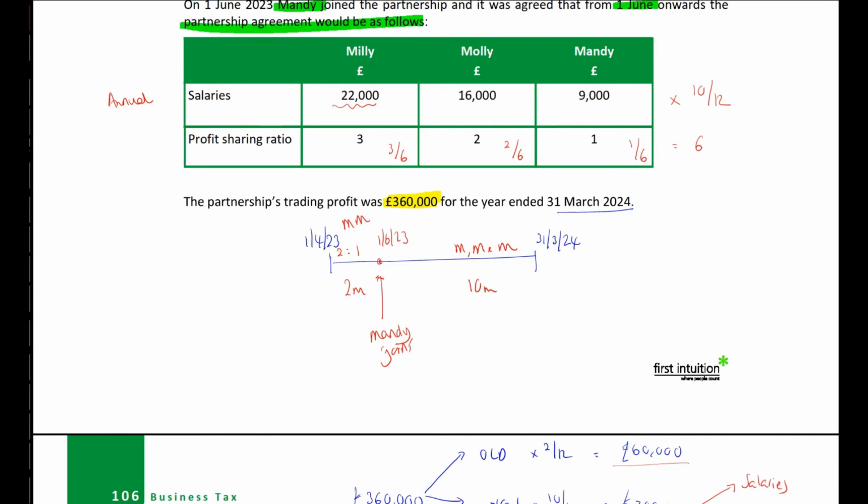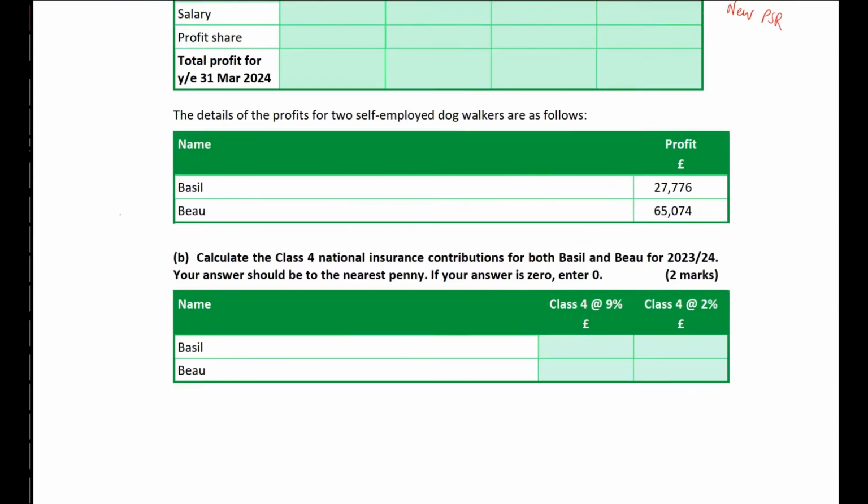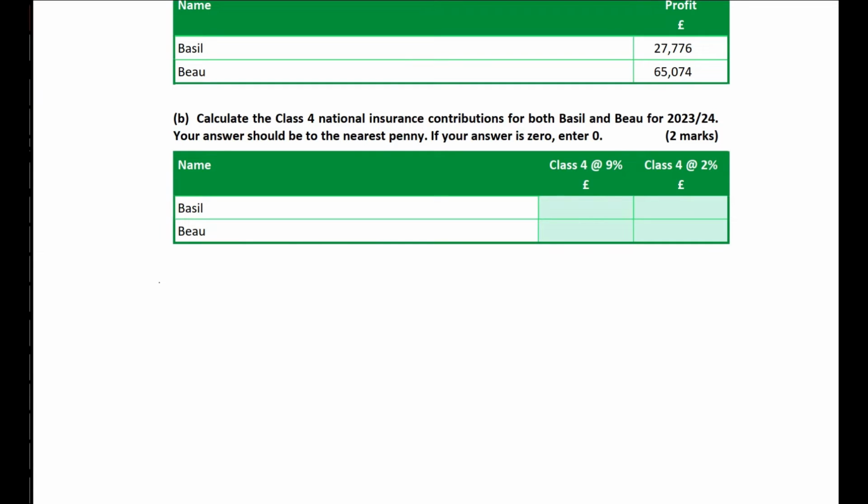And in terms of salaries, we have Millie with 22,000. Let's just see if we've got space for workings down here.